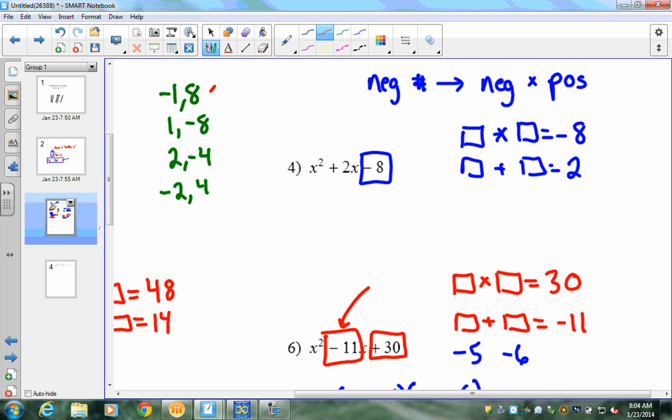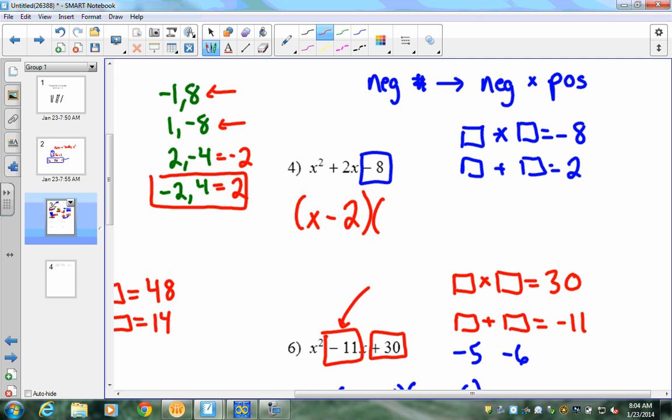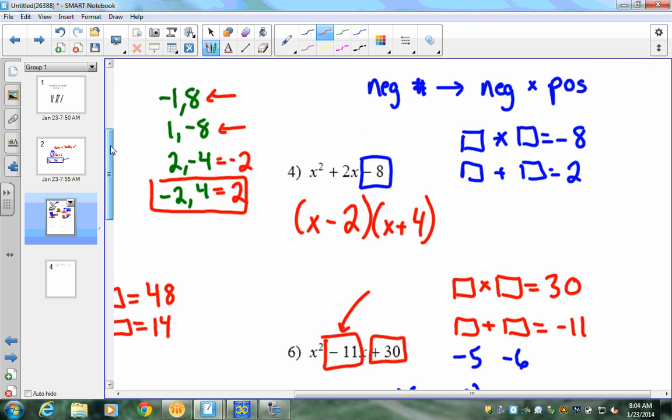Let's see. This will not add up to get to positive 2. This will not add up to get to positive 2. This right here gives me negative 2. Hey, but this one right here gives me a positive 2. So that's my number combination. Negative 2, positive 4. Well, how do you put a negative in there for your answer? Simple. X minus 2, x plus 4. And there's your answer.